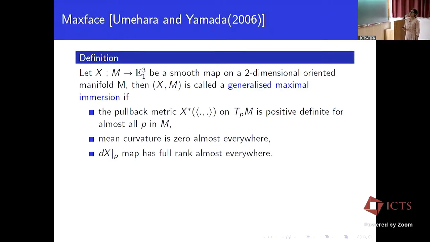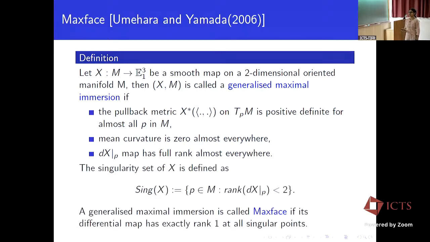Let X be a smooth map on a two-dimensional oriented manifold M. Then if the pair (X, M) satisfies the following conditions, that the pullback metric is positive definite for almost all p in M, the mean curvature is zero almost everywhere, and the map is an immersion almost everywhere, where almost everywhere means except a measure zero set, then we call this pair a generalized maximal immersion. And the set where the map fails to be an immersion, we call the singular points of the map.